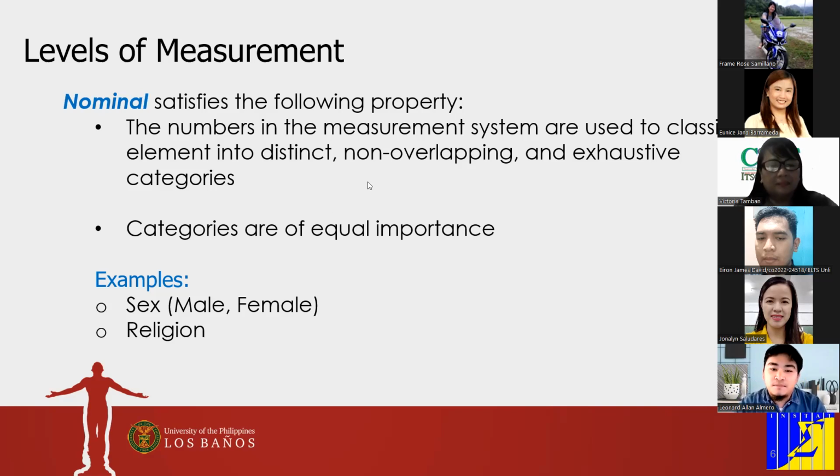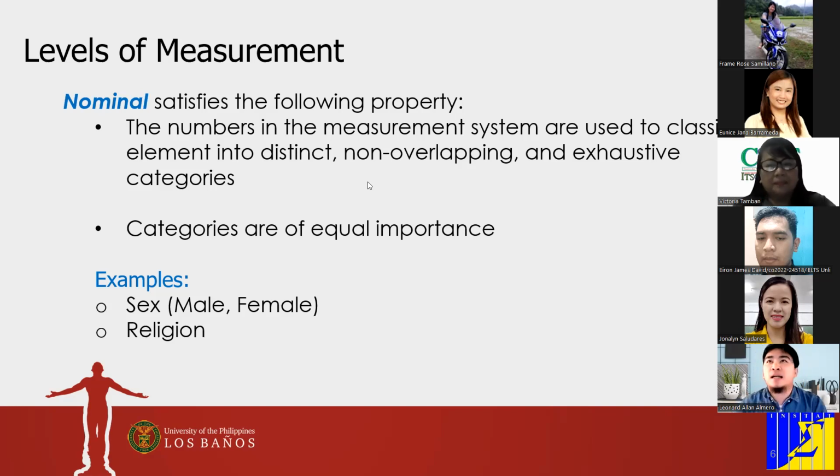So hindi po nominal ang age. Yung grade level, pag grade level naman po, so we have grade 1, grade 2, grade 3. Kapag gano'n, may order din po natin. So hindi po siya nominal level. Eye color, nominal level, that's correct. Educational background.